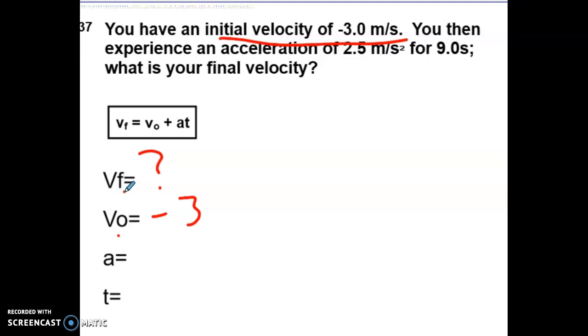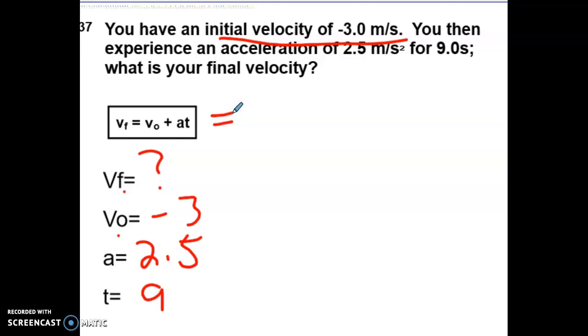VF means final velocity, or the finishing velocity. So that'll help you maybe remember the difference between the two. It's the most common mistake to mix those up. The acceleration is 2.5, and then the time is 9 seconds.